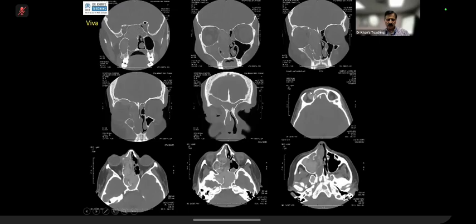Now on this axial, you can see the same thing. These are bone windows, and this is a soft tissue window. So what is your diagnosis? Over to you.